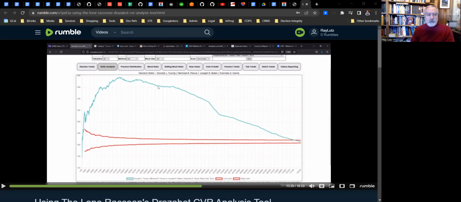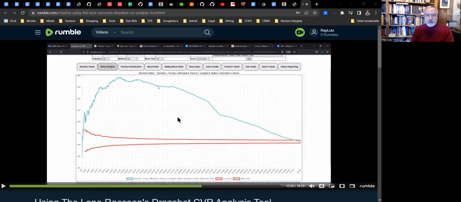And let's see here. So you should be seeing here an analysis that they've done, and I want to point out what the mistakes are, or what the misunderstanding is. I don't think people are actively trying to misrepresent things. But what they're doing ends up doing that because they get a few things wrong. And this tool that they have, which I'm looking at, is the Drazabot CVR Analysis tool.